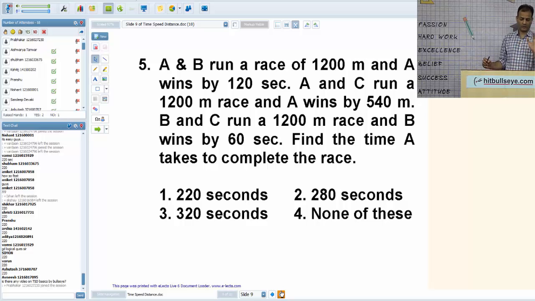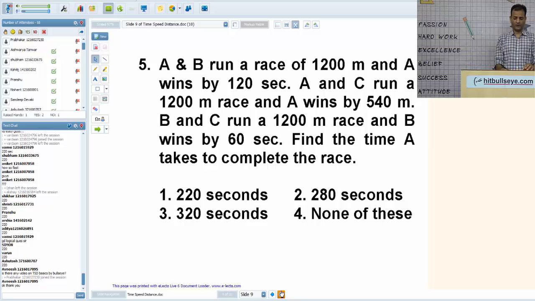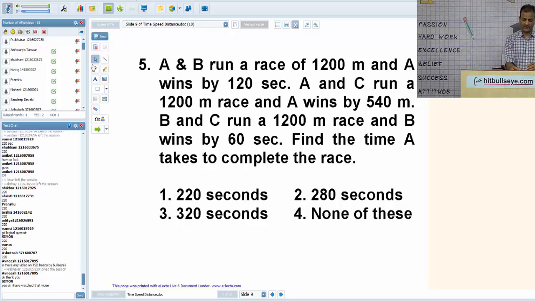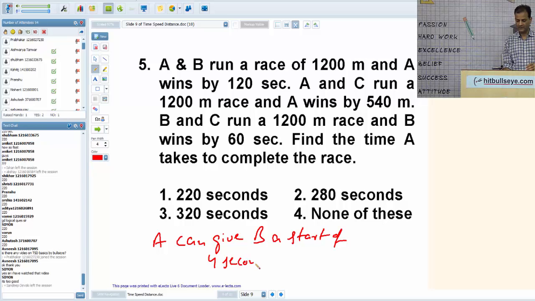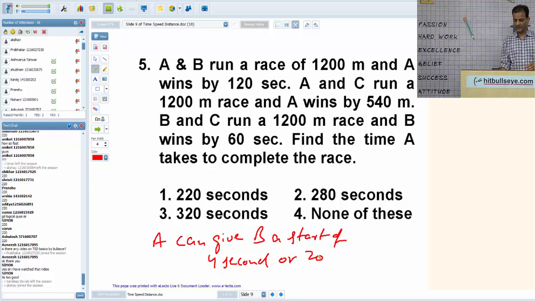Now, those who are not aware should know one thing. If I say A can give B a start of, what does this mean? A can give B a start of 4 seconds or 20 meter. This is the important line which is used in this. A can give B a start of 4 seconds or 20 meter.